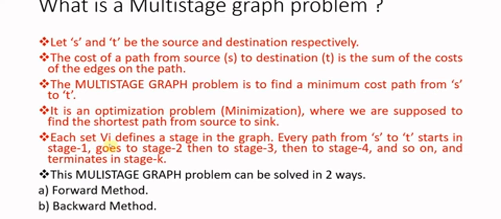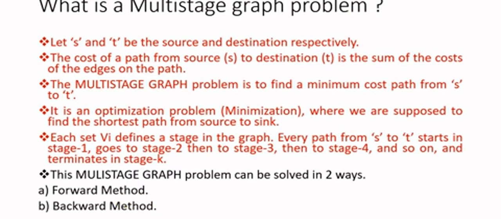Now, each set Vi defines a stage in the graph. Every path from S to T starts in stage 1, goes to stage 2, then stage 3, then stage 4, and so on, and terminates in stage K. As I already explained, there are two ways by which you can solve the multi-stage graph problem using dynamic programming: one is the forward method and the other is the backward method.